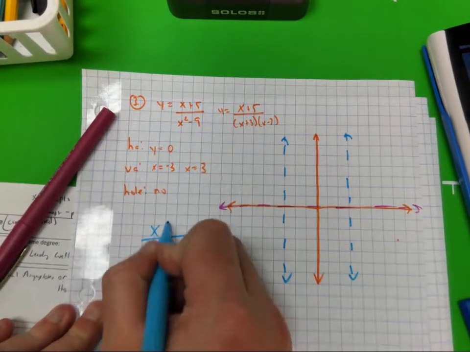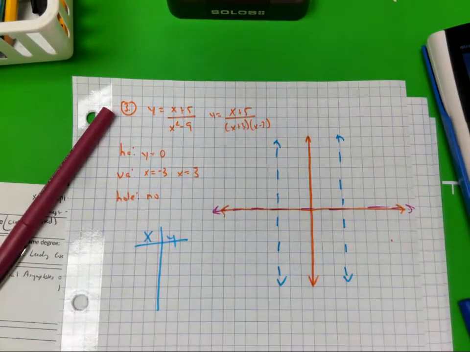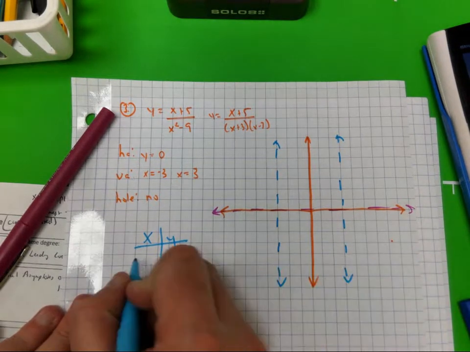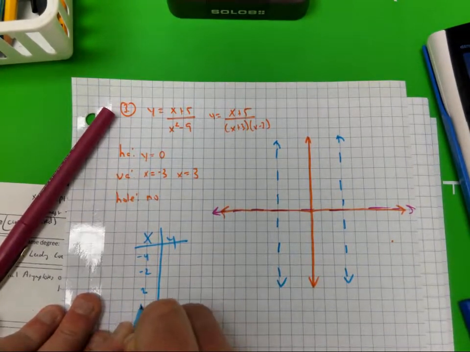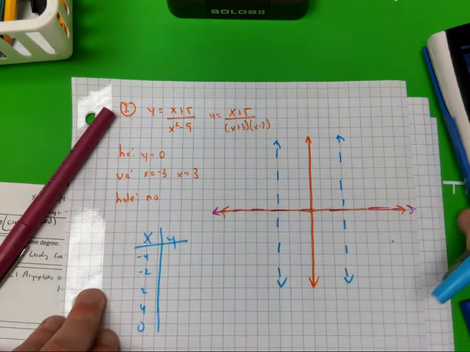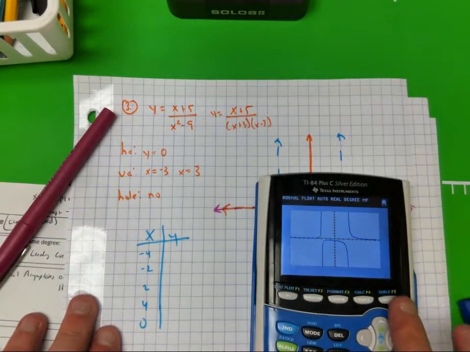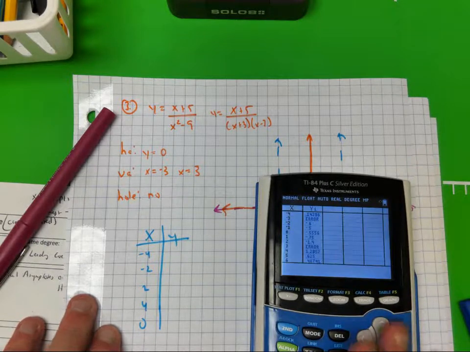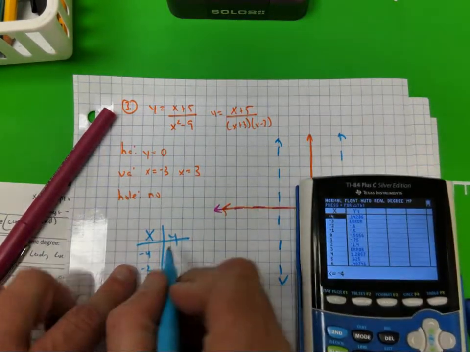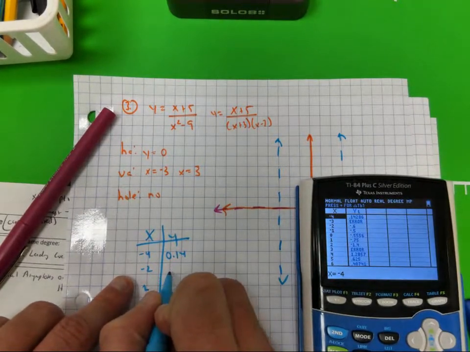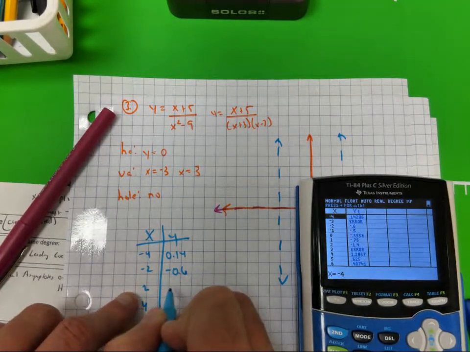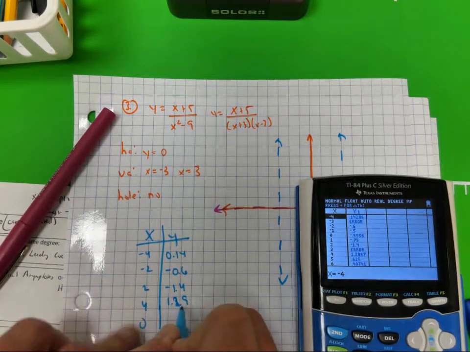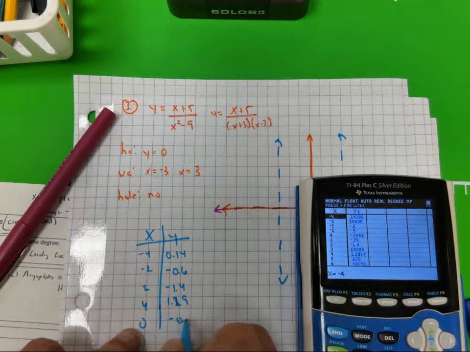Okay, I'm going to draw my table. Remember, you're going to pick a left value and a right value from each vertical asymptote, not horizontal, vertical. So I'm going to pick negative 4, negative 2, 2, 4, and always include 0. So it goes to my table. Negative 4 is 0.14. Negative 2 is negative 0.6. 2 is negative 1.4. 4 is 1.29. 0 is negative 0.56.